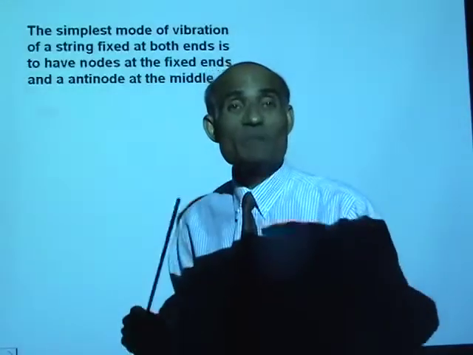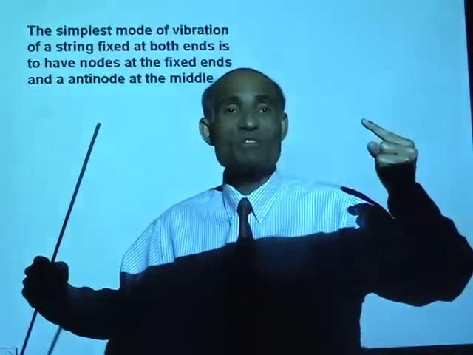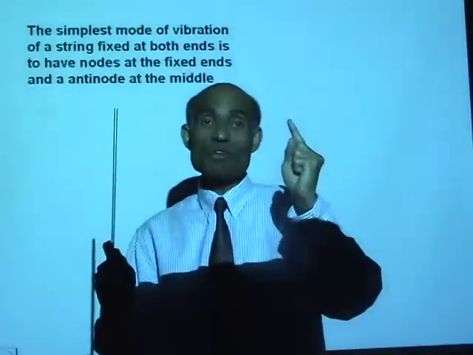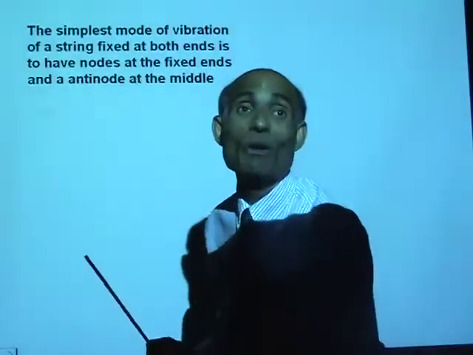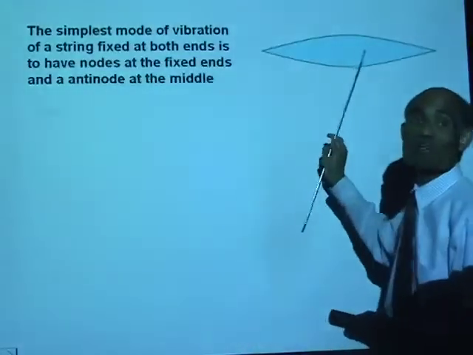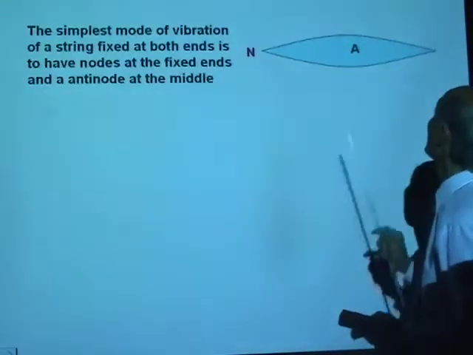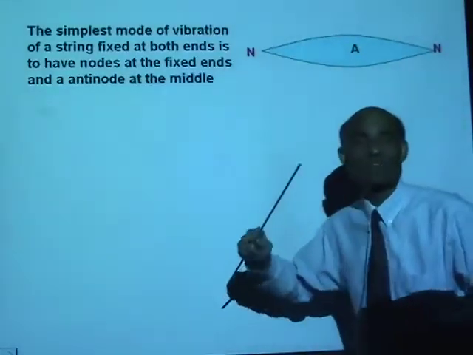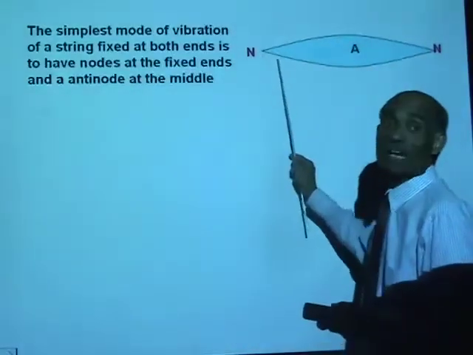Now, what is the simplest mode of vibration of a string that is stretched between 2 points? The simplest mode of vibration is that you have nodes at the fixed end and an antinode at the middle. Is that right? It will look like this. This is the simplest mode of vibration, with a node here, an antinode here, and a node there. And what is the length of the string in relation to the wavelength at that time? Can you tell me? This is the complete length of the string.